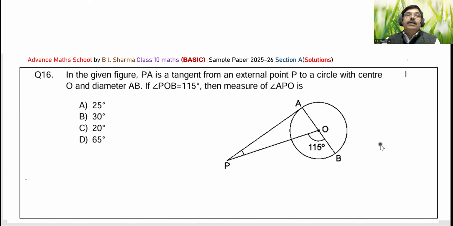In the given figure, PA is tangent from an external point P to the circle with center O and diameter AB. If angle POB is 115 degree, then find the measure of angle APO.